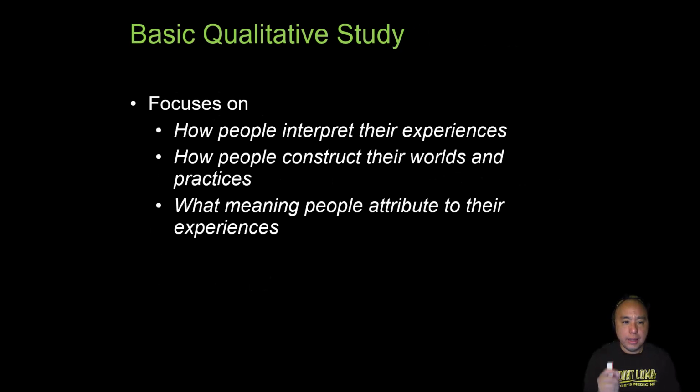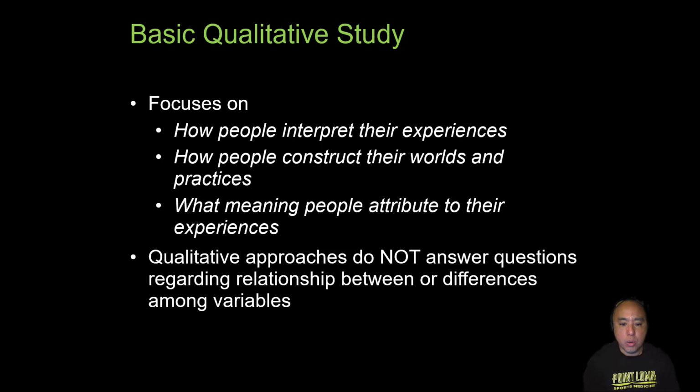And with this qualitative study, you want to focus on three main things: how people interpret their experiences, construct the worlds and practices that they're in, and what meaning these people attribute to their experience. You've got to be able to appropriately and sufficiently capture these three main points in a basic qualitative study. A qualitative study, however, does not look into the relationships between variables or the differences between variables.